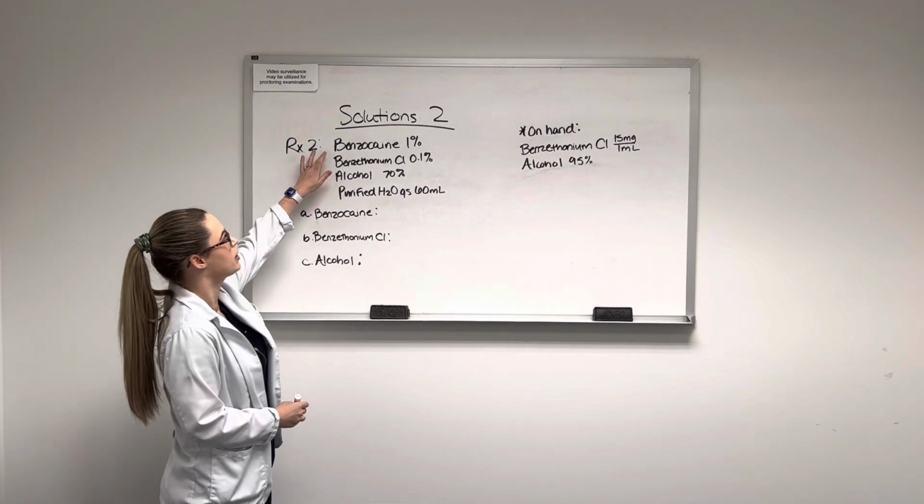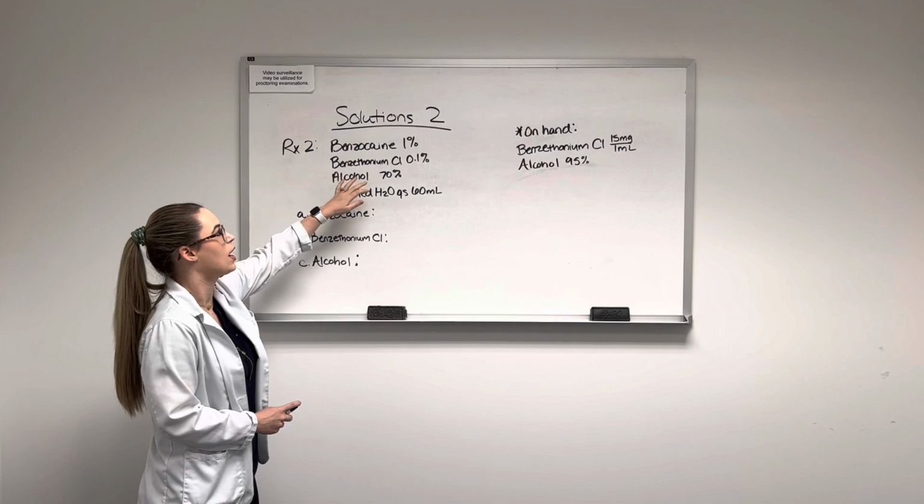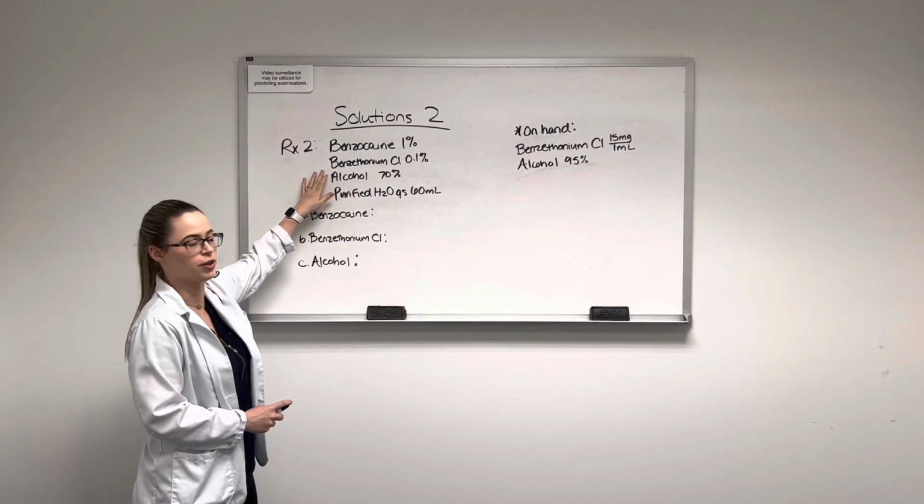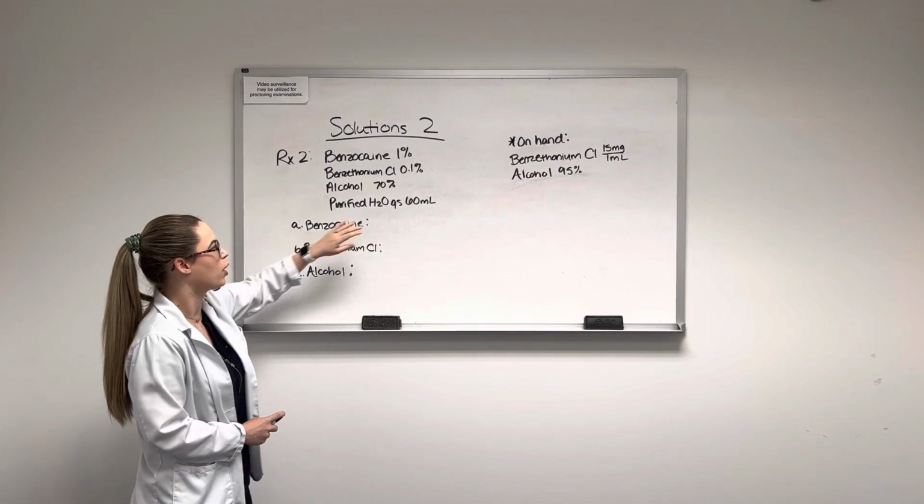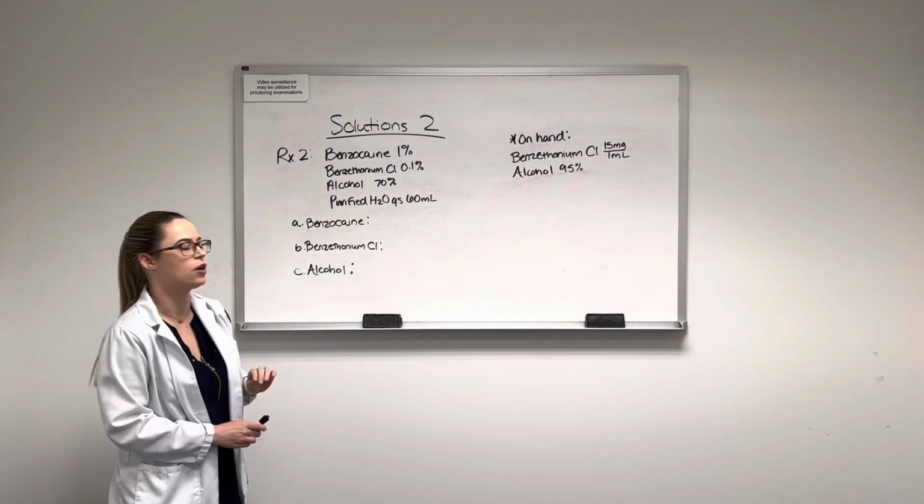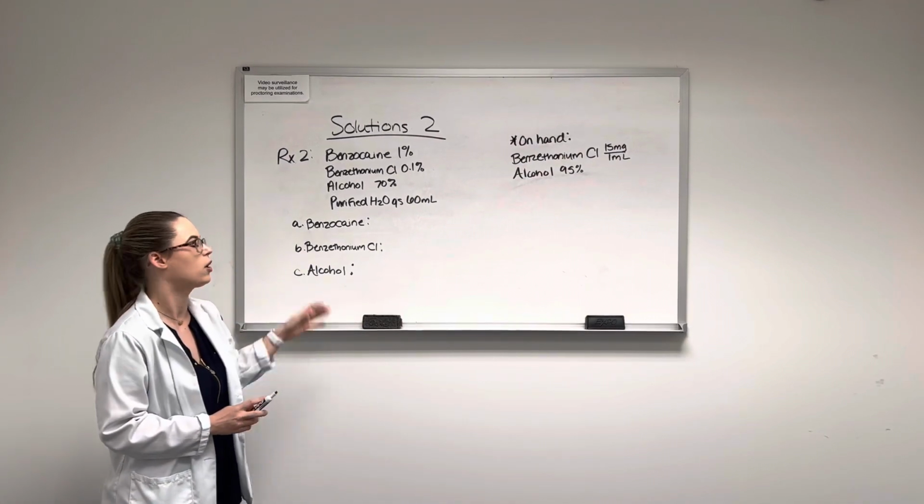The second prescription today is for benzocaine topical for topical pain relief. The prescription reads for benzocaine 1%, benzethonium chloride 0.1% for preservative, alcohol 70%, and purified water up to 60 mL as co-solvents. So we'll approach this particular prescription in 3 parts.